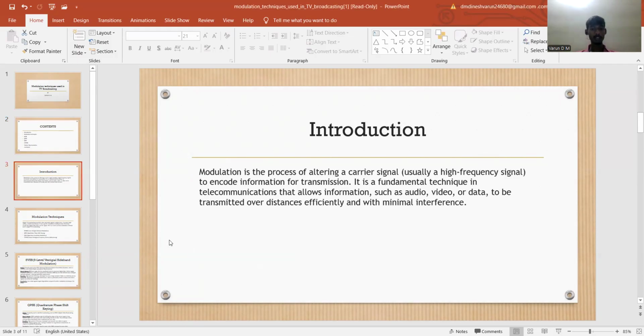Introduction. Modulation is a process of altering a carrier signal, usually a high frequency signal, to encode the information for transmission. It is a fundamental technique in telecommunications that allows information such as audio, video, or data to be transmitted over far distances efficiently and with minimal interference.